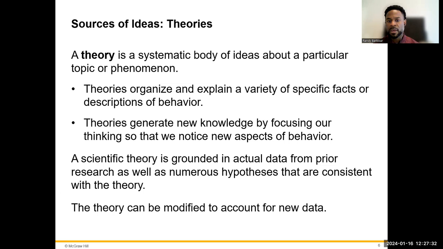But again, scientific theory is grounded in actual data from prior research, right? We're not just using anecdotes. We're not just using intuition, like we talked about in last chapter. We're not using those things, right? We're not using authority figures. We're using actual research to help support theories that are grounded in actual data that we collect. The variables and the research questions, all of those things come together to then answer questions about a particular theory. And then again, if the theory needs to be modified, it is often modified. Okay. The theory of attachment has been modified over the course of time just based on different data that's been collected in the results of research projects that were conducted.